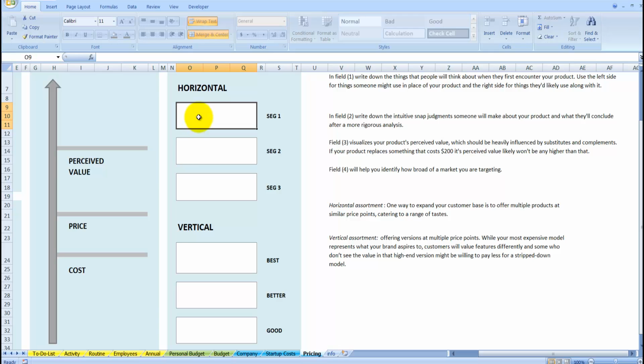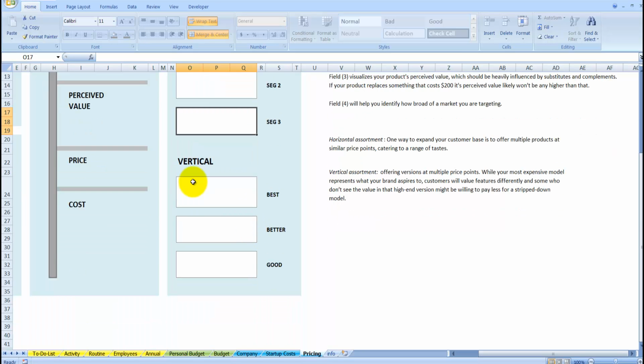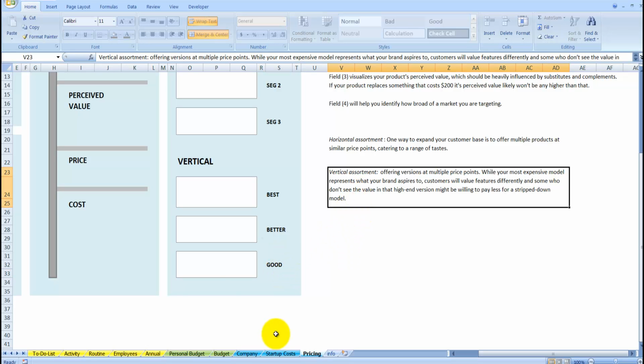So you can work from here to work out your price, or you can work the other way around. You set up your price and then you have different models to target different groups of people or the market. Then we come to the vertical assortment, and we have best, better and good. Let's have a look at the explanation here. It says: offering versions at multiple price points. While your most expensive model represents what your brand aspires to, customers will value features differently, and some who don't see the value in that high-end version might be willing to pay less for a stripped down model.